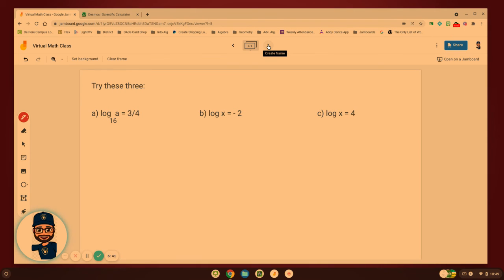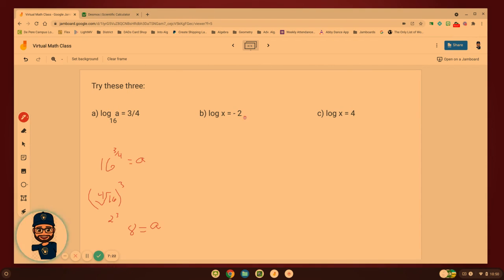Here's 3 more. Why don't you try these 3? See what you get for an answer. Letter A. 16 is our base, to the 3/4 power, equals A. This means the 4th root of 16, whatever answer that is, to the 3rd power. The 4th root of 16 is 2, and 2 to the 3rd is 8. So A equals 8.